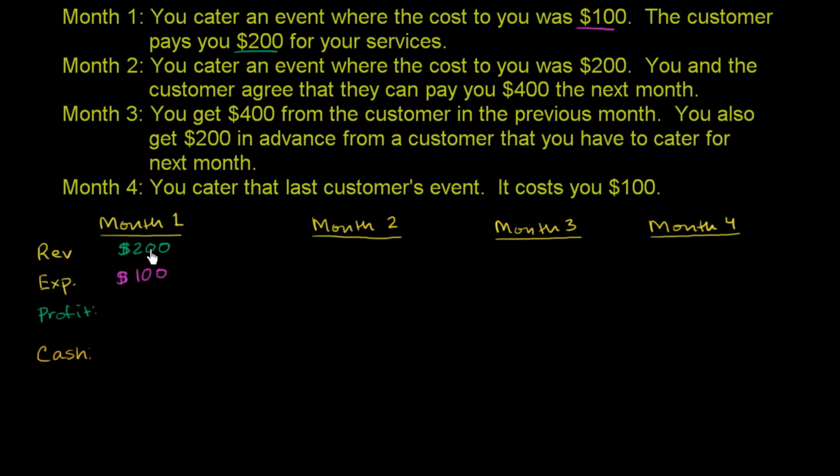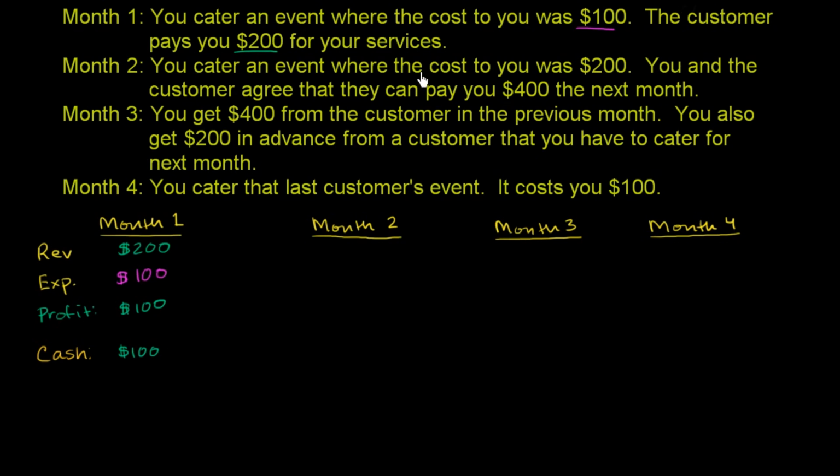So if you got $200 and you used 100 of that, your profit here, I'll do profit in green as well, is going to be $100. And if you started with no cash, your cash at the end of month one, you will now have $100 of cash. Now let's go to month two.